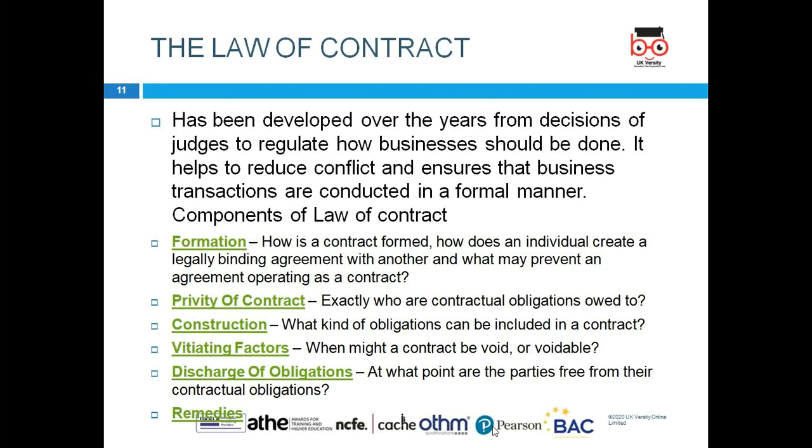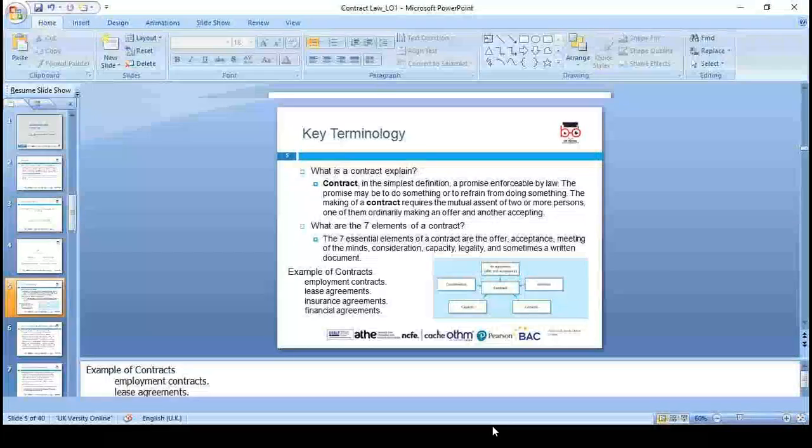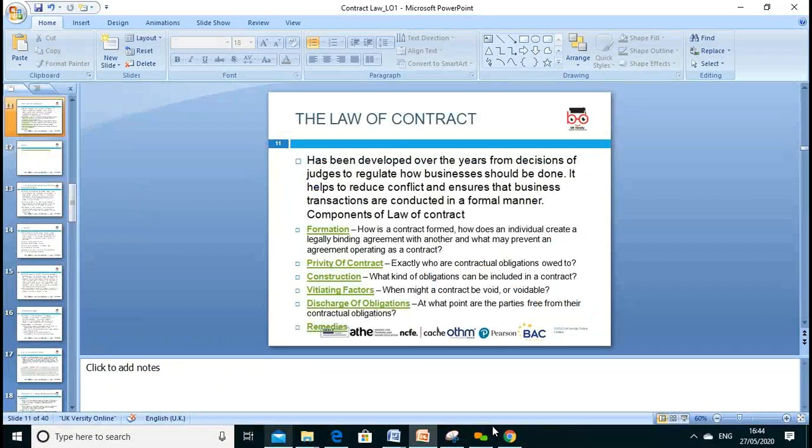Then the law of contract. We need to look around the decisions of the judge to regulate how business should be done, to help reduce conflict. Why do we have a contract? Does anybody know the purpose of a contract? Why do we need a contract? Security.